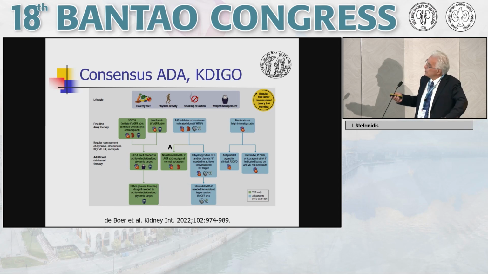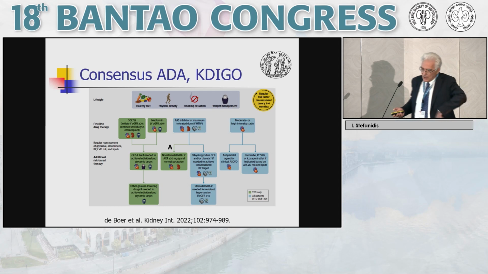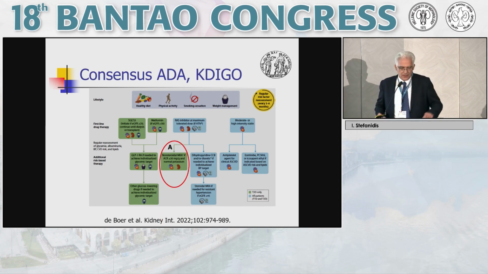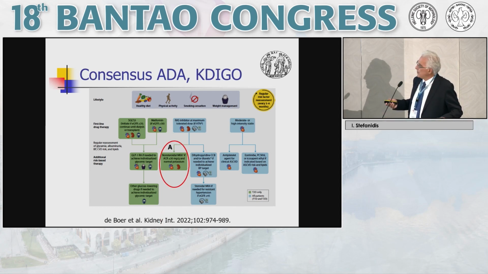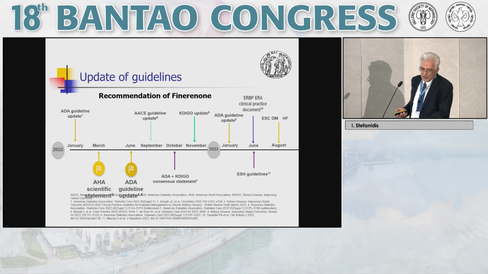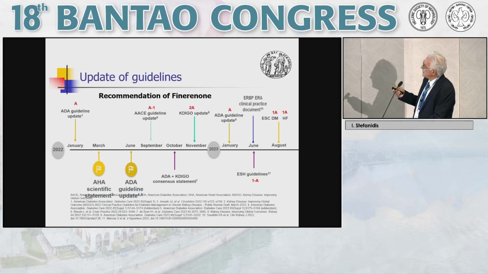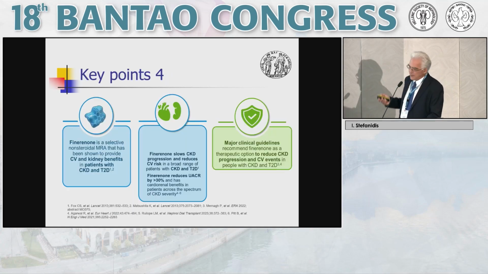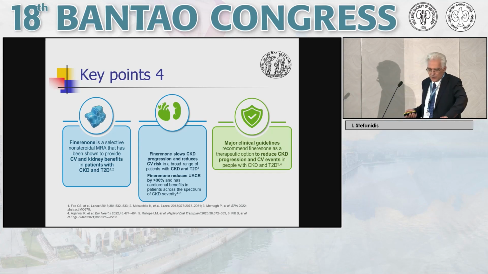And also in the guidelines of the ADA and KDIGO, it is a special therapy for diabetic nephropathy in patients with albuminuria, moderate albuminuria, more than 30 milligrams per gram creatinine, independent from other treatments in this context. This was followed by other guidelines, until now the European Society of Cardiology and Diabetes and Heart Failure.